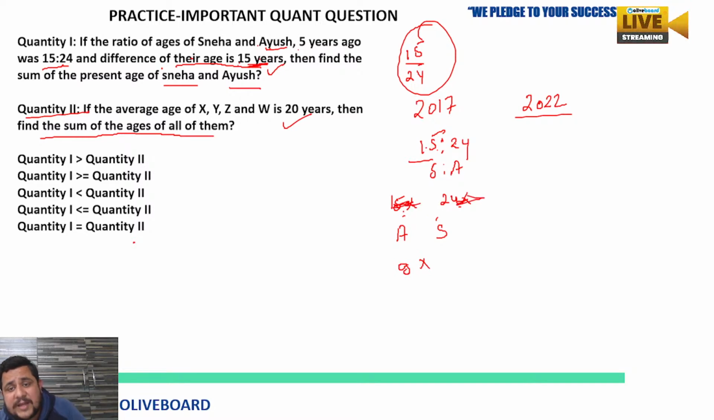So 15 is to 24 is given. Now we can cancel it by 3 also, or not? It is possible to cancel. So the ratio will be 5 is to 8. Okay. So now we have to simplify it also. 5 is to 8. So their ages will be 8x and 5x respectively. So Ayush is 8x. The age of Ayush is 8x, and Sneha's age is 5x.